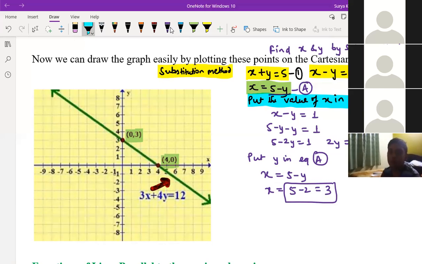Or the other method you can do: from the second equation you can write x is equal to y plus 1 and put it in the first equation. Your wish. Understood, Sai Charan? From the second equation you write x is equal to y plus 1 and put it in the first equation. You'll get the same answer.